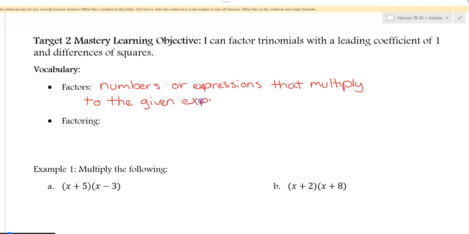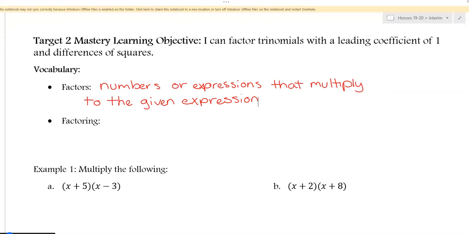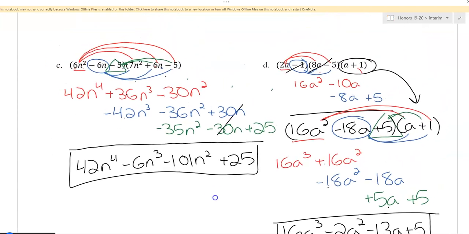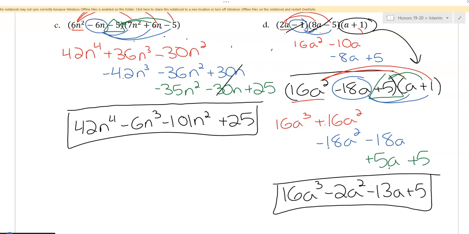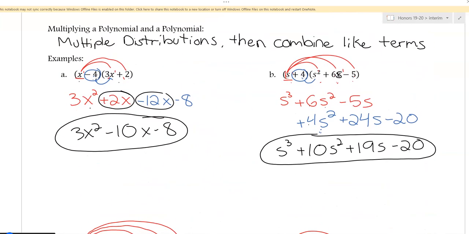Sorry about the bell. Okay, so then factoring is simply finding those numbers and expressions.